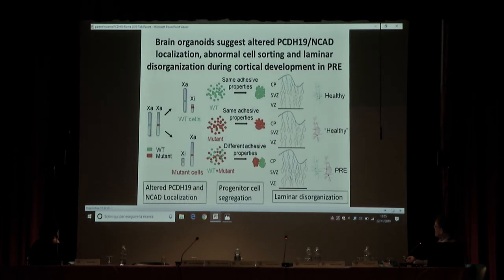So the model we have is that when you have the same adhesive properties, when they're all wild type or they're all mutant, they form a normal cortical layering. But when there's differential adhesive properties, they self-segregate, and the early born neurons do not migrate appropriately, and there's altered localization of PCDH19 and N-cadherin.